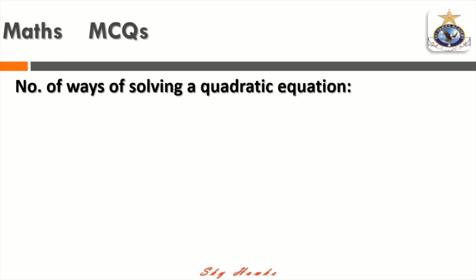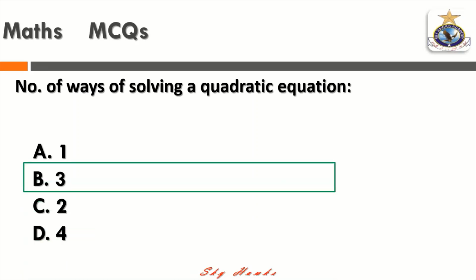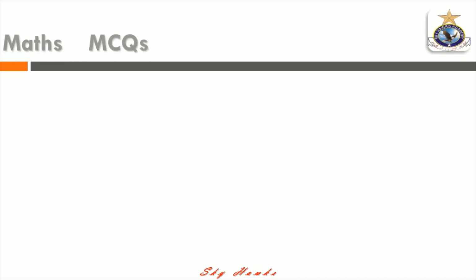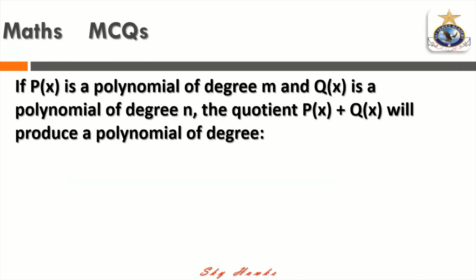Next is, please read this one. Number of ways of solving a quadratic equation. Okay, the options are, please read this one: 1, 3, 2, and 4. So, what is your choice? 3, B part. Okay, absolutely right.